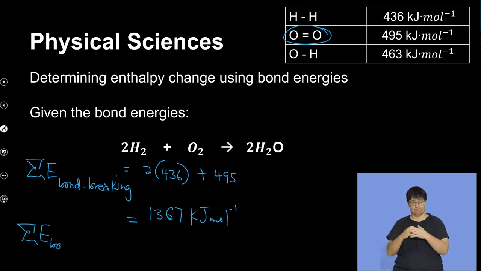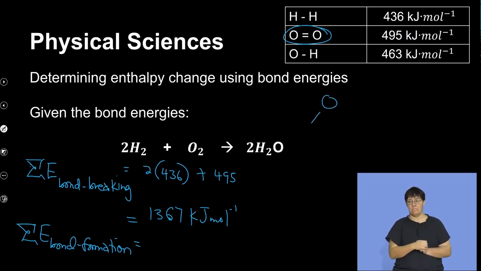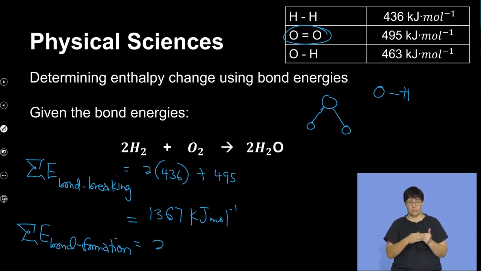And then the sum of energy for bond formation, this is the amount of energy that is released, is equal to, there is 2. Per molecule of water, there's actually 2 of these. So if we draw a molecule of water, this is what is happening. That's a molecule of water. Now how many of the oxygen to hydrogen bonds do we have? There's 2 of them, and then there's 2 moles. So it's going to be 2 multiplied by 2 times 463 kilojoules per mole.